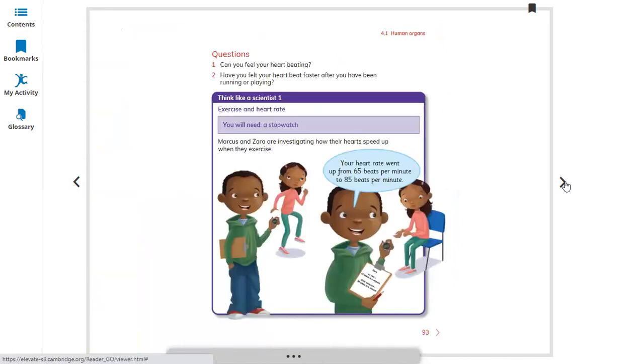How have you felt your heartbeat faster? Obviously, when you're running, doing exercise, or playing, you're breathing faster. You can feel it if you run 5-10 minutes or play 15-20 minutes, then you need to breathe faster. Why? Because your heartbeat rate increased at that time. Okay, think like a scientist.